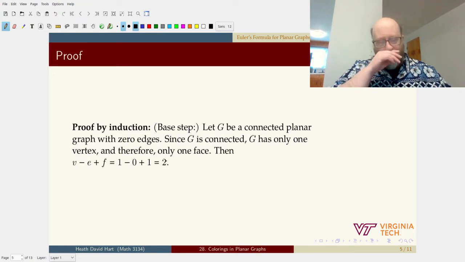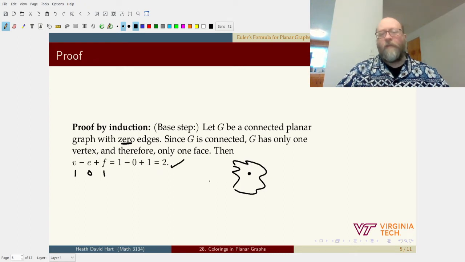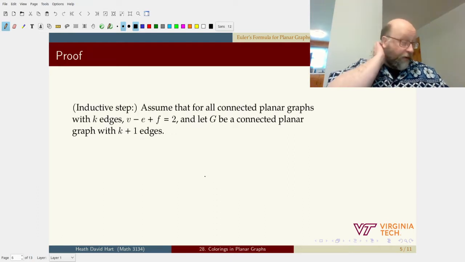So base step, easy graph, easy step. If we have a connected planar graph with 0 edges, then it has to look like this. It's just a dot. And so there's one vertex, no edges, and one face. The entire region is just one face. And so 1 minus 0 plus 1 does equal 2. And so that's our base step. We can do induction from that. So let's look at the inductive step.